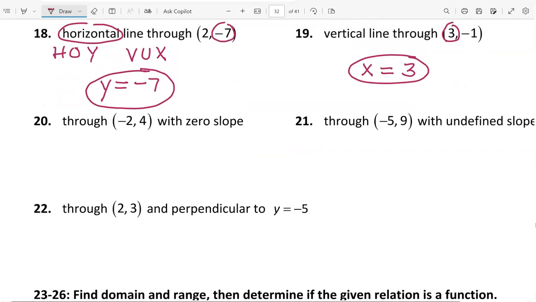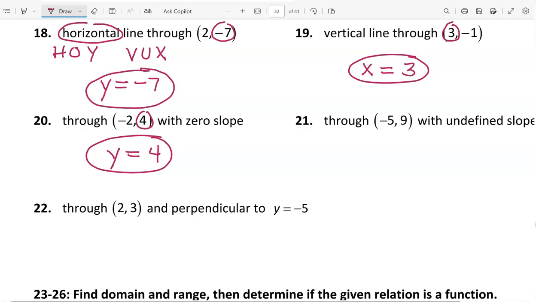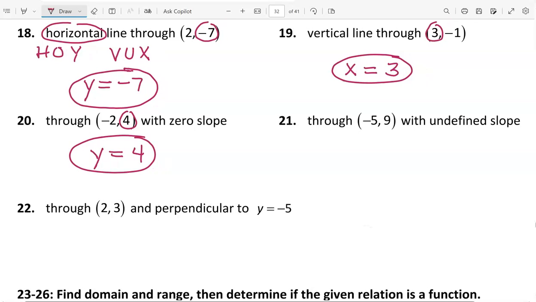For number 20, a line through -2, 4 with a 0 slope. A 0 slope is a horizontal line, equations in y equals form. What's y equal to? 4. And for number 21 rather, we have an undefined slope. That means that we have an equation in x equals form because this is a vertical line. Look at the coordinates. The x value of the coordinate is -5, so the equation of the line is x equals -5.